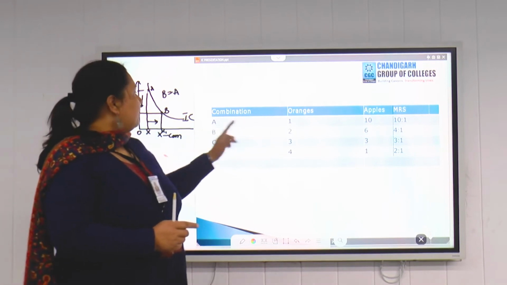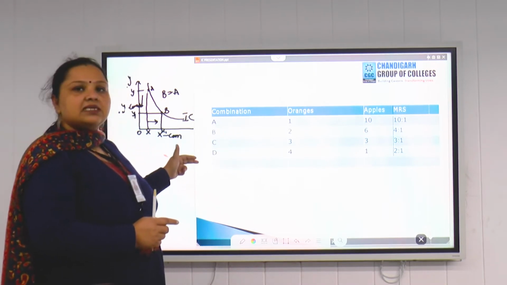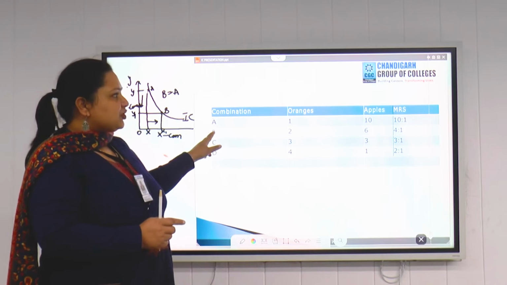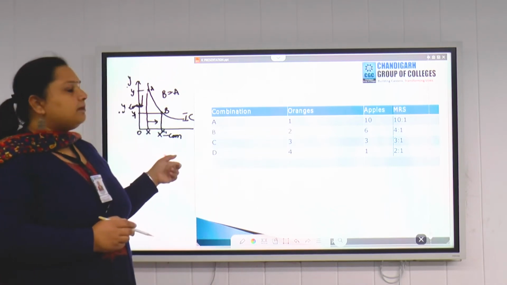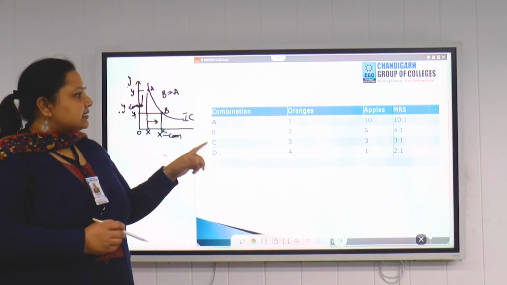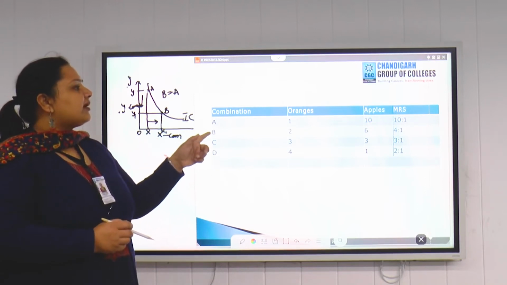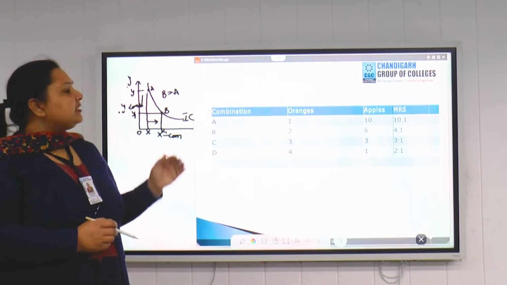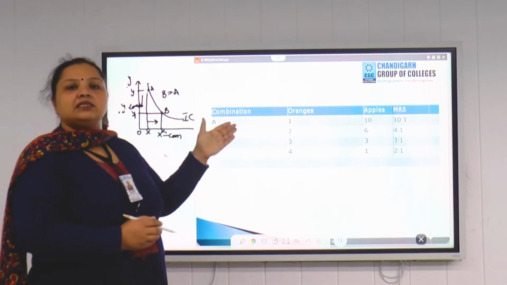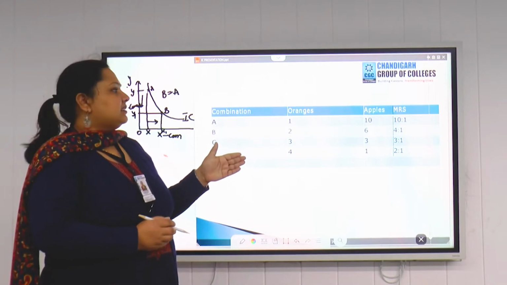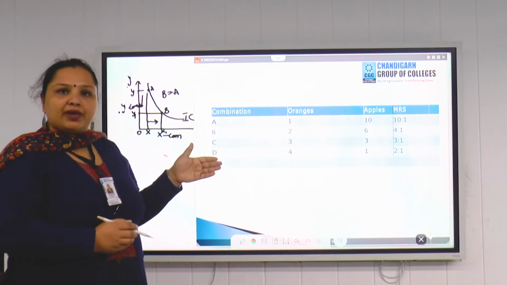Now this is the table. Here we are showing the combinations A, B, C and D. In combination A, the consumer has 1 orange and 10 apples. In B, 2 oranges and 6 apples. In C, 3 oranges and 3 apples. It means he is increasing the number of oranges, while he is decreasing the number of apples.